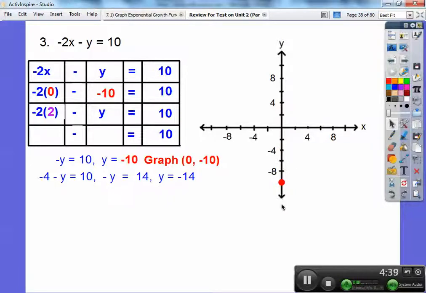14 would be right about here, so it's going to be right around there. Okay, so we're going to go ahead and graph that point. What else did I choose? I chose a negative. Good, hooray! I chose negative. So negative 2 times negative 4 is a positive 8.